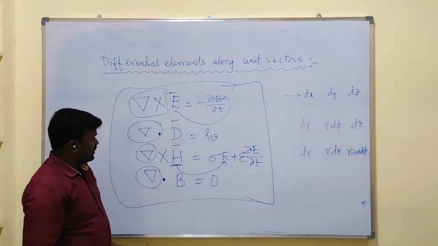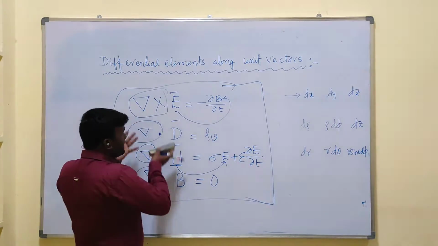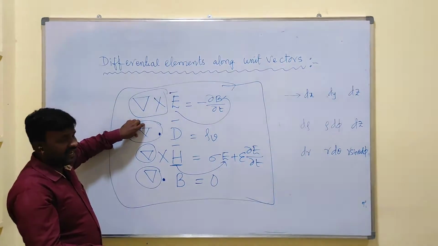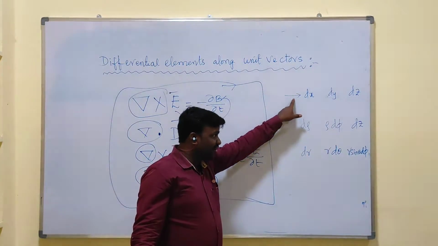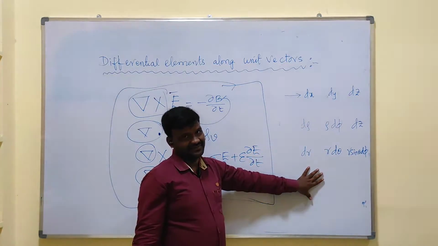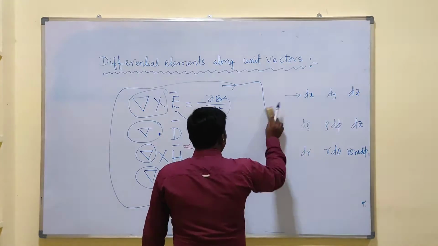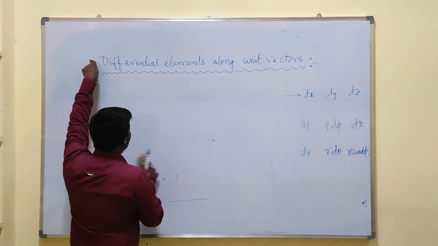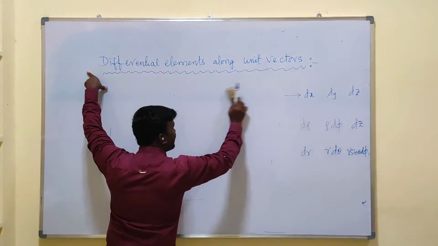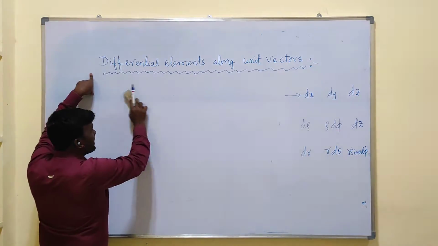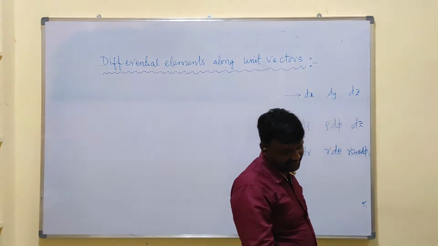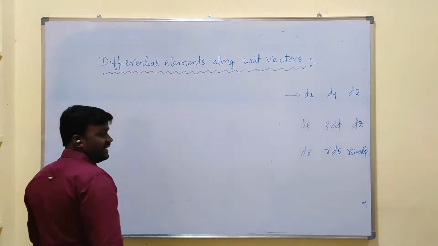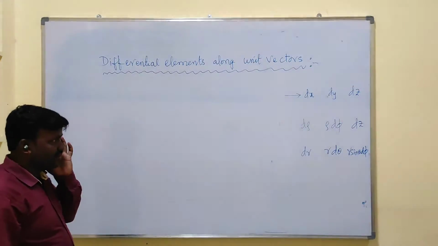That means in order to analyze these equations, we require curl and divergence in different coordinate systems: in Cartesian, in cylindrical, in spherical. Now, our basic topic is what we need to focus on, that is differential elements along with unit vectors and their significance. The significance of these elements is that we can derive or find formulas for gradient, divergence, curl in different coordinate systems.